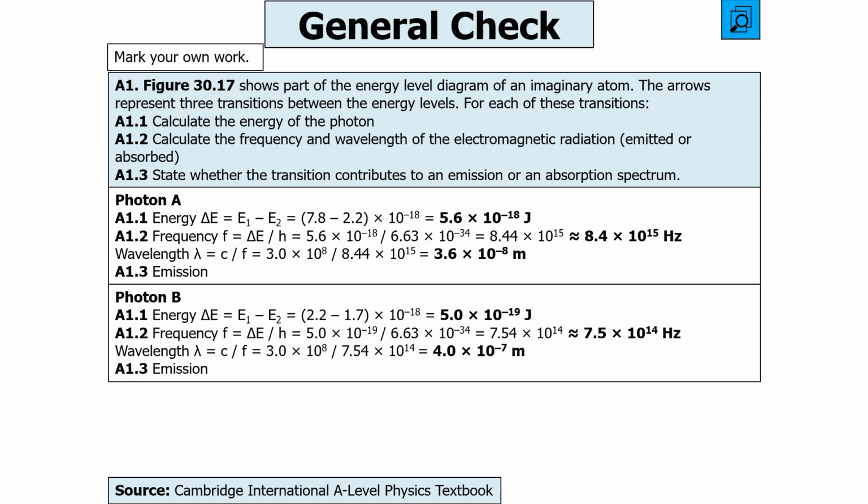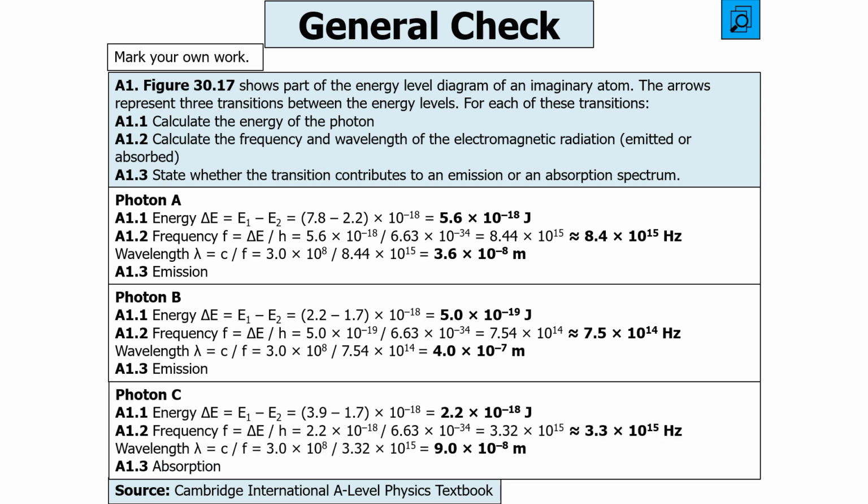You do the same for photon B, and you get 5 times 10 to the -19 joules, 7.5 times 10 to the 14 hertz, and 4 times 10 to the -7 meters, with it being emission. Now for photon C, it's 2.2 times 10 to the -18 joules, then 3.3 times 10 to the 15 hertz, and then 9 times 10 to the -8 meters, with it being absorption as the electron goes up the energy levels.